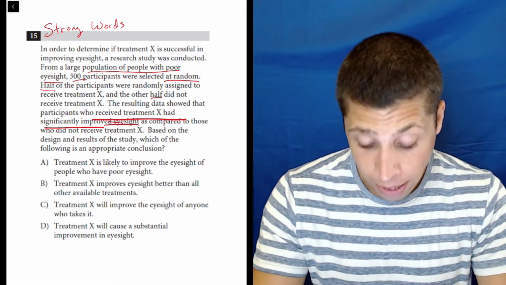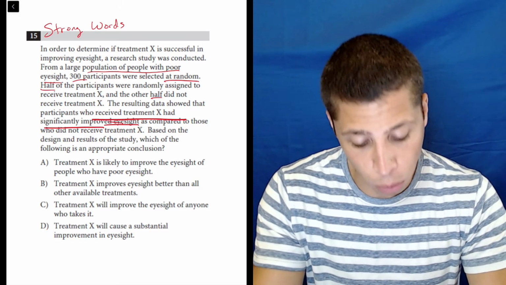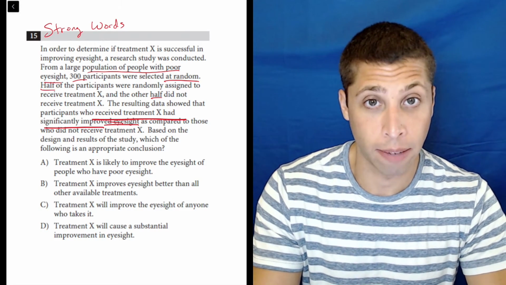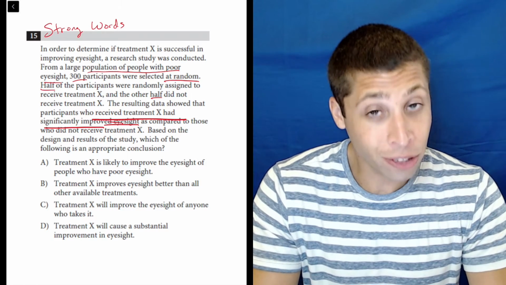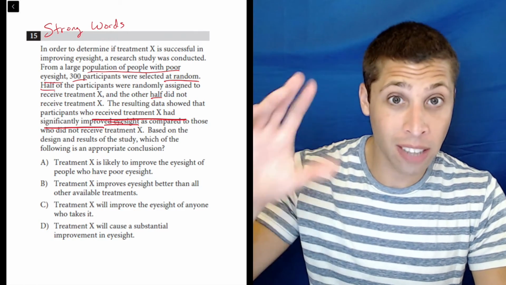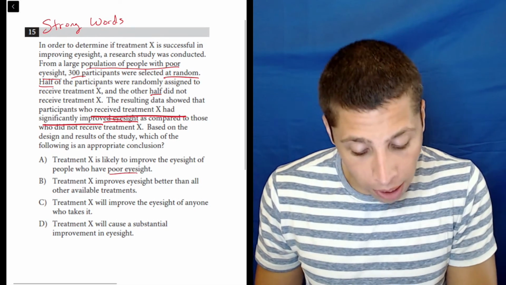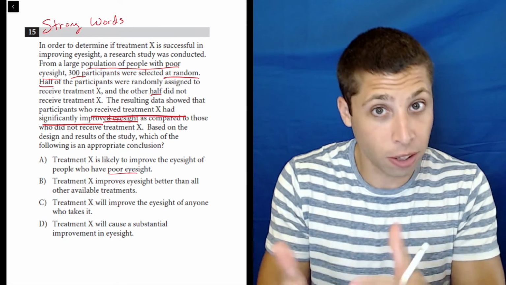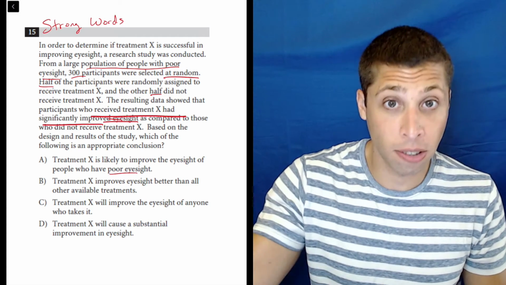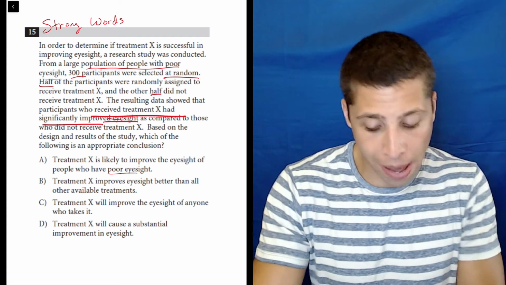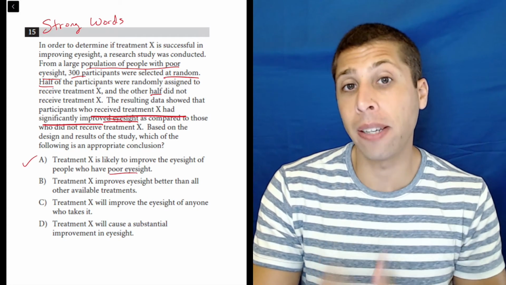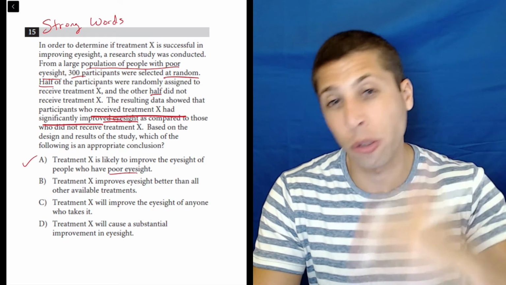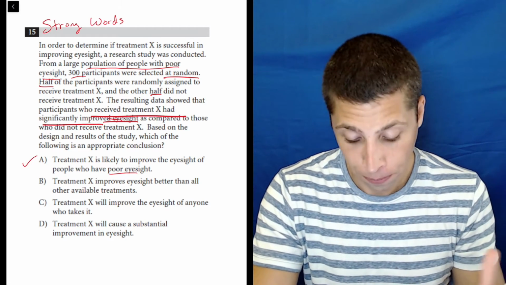So choice A, treatment X is likely to improve the eyesight of people who have poor eyesight. So that pretty much says what the survey says, right? The study involved people with poor eyesight, so we don't want to draw other conclusions, we want to stick to those people, and treatment X had a significant improvement, so that seems to match. But let's compare that to B, C, and D and see why the other choices are so obviously wrong.